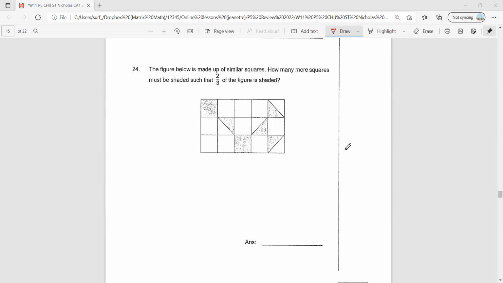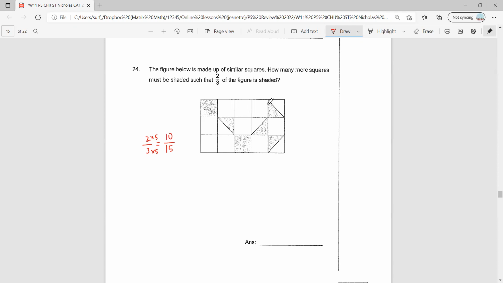A figure is made up of similar squares. How many more squares must be shaded so that 2/3 of them is shaded? Okay, so you count the total. How many squares are there already? There are a total of 15 squares, right? 15. So what I want to do is 2/3. I will change it to over 15. So which means I times 5 times 5. So I need 10 squares.